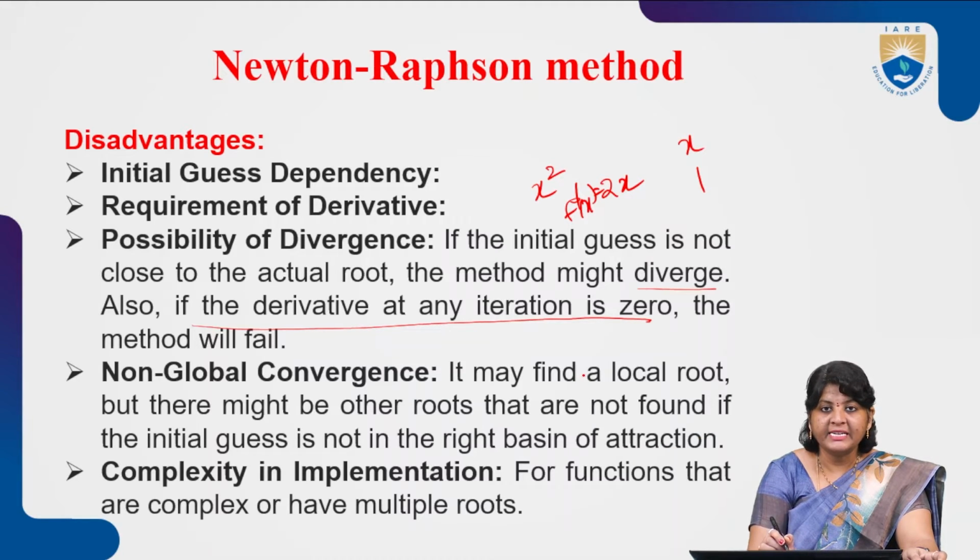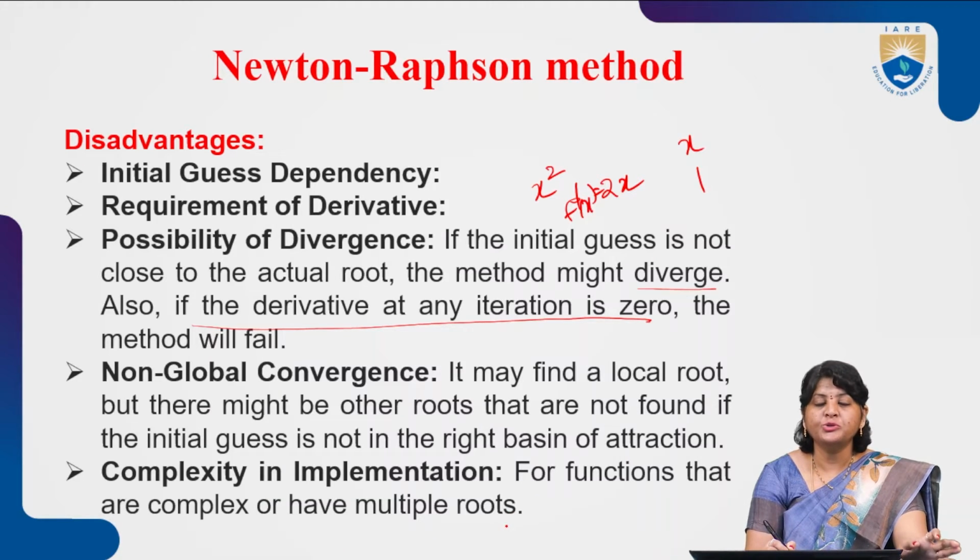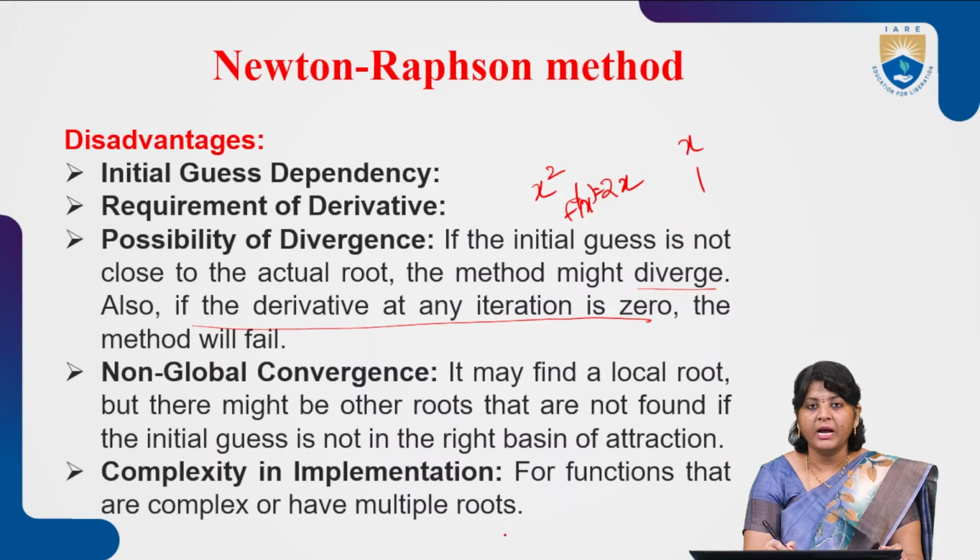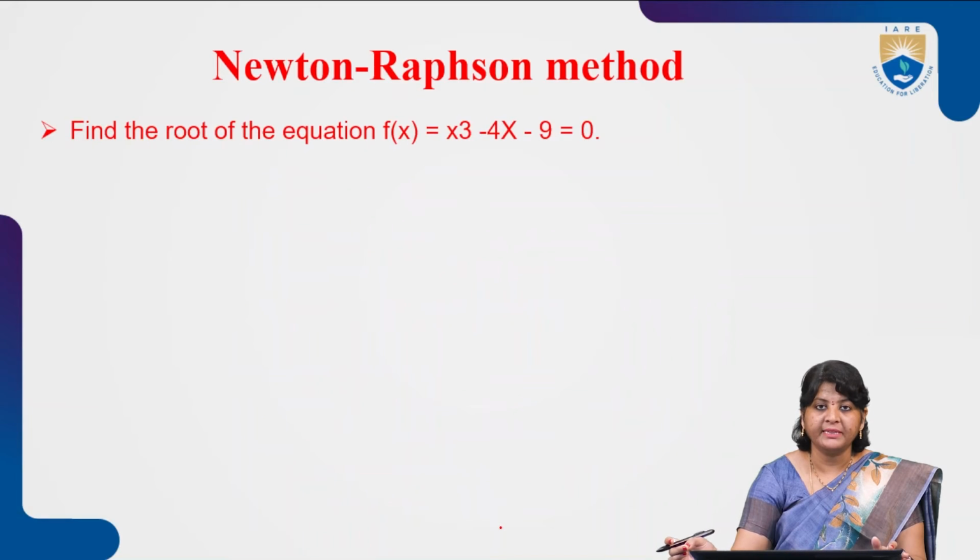All the disadvantages are based on the initial guess, and then the iteration depends on the derivative, based on which we move on to the iteration steps. If the derivative is 0, then the Newton-Raphson method will become inefficient. And complexity in implementation. For functions that are complex or have multiple roots, the Newton-Raphson method is difficult to apply. So these are the advantages and disadvantages of the Newton-Raphson method.